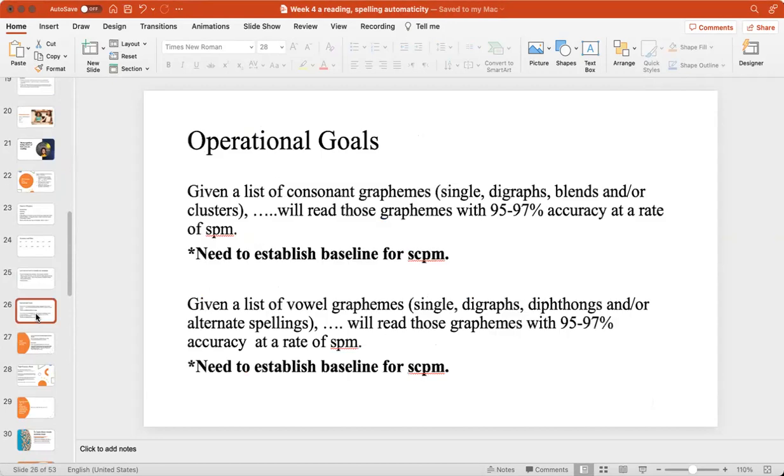Okay. So if I needed, and I usually do need, to make some operational goals for my students, if I were talking about fluency with individual letters, these are some of the goals that I might have for them. Given a list of consonant graphemes, which means consonant letters, they could be single consonants, consonant digraphs, blends, or clusters, my student will read these graphemes with 95 to 97% accuracy.